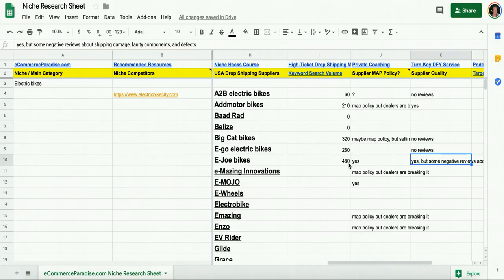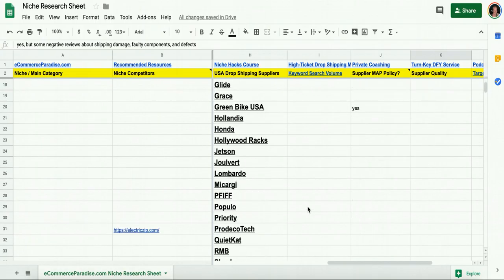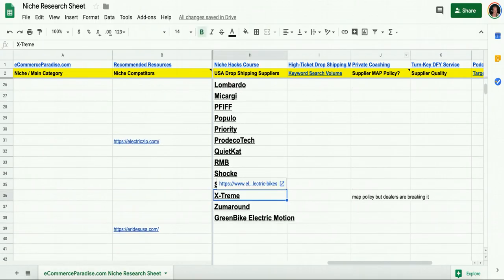And so they have high search volume. They do have a MAP policy, so it's going to be easier to sell their product, but there's going to be some issues with them, so we have to be prepared for that. Okay, so definitely something to look out for. Now I want to show you an example of a brand that has really bad reviews.